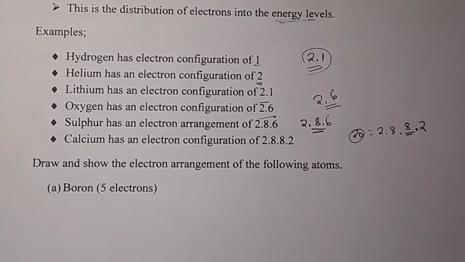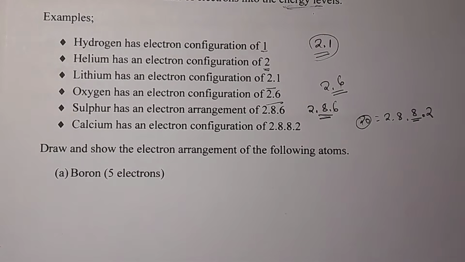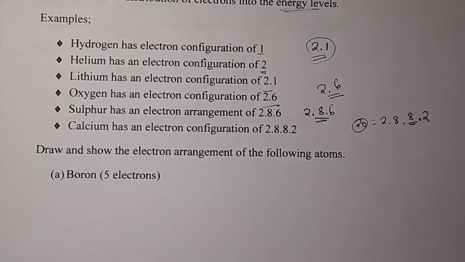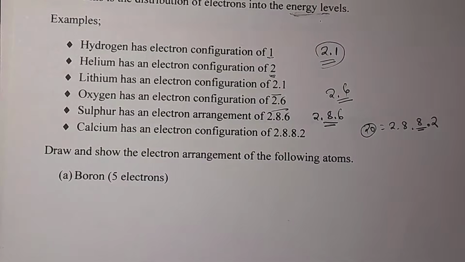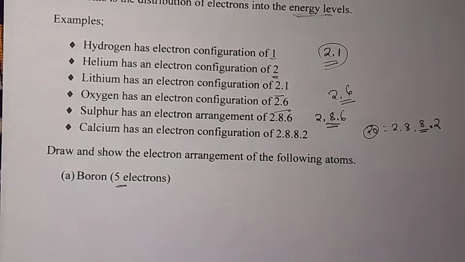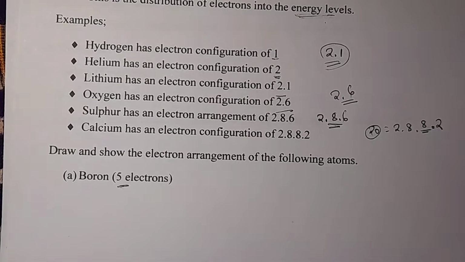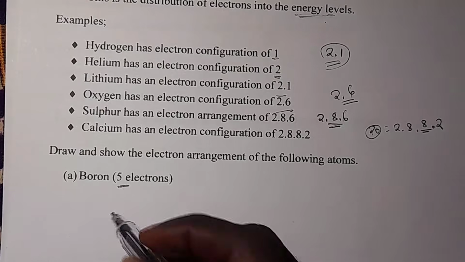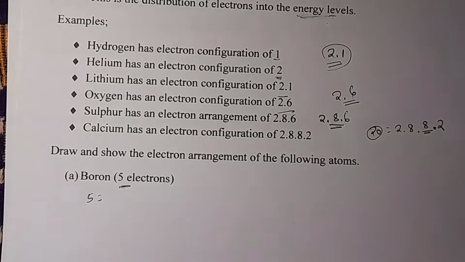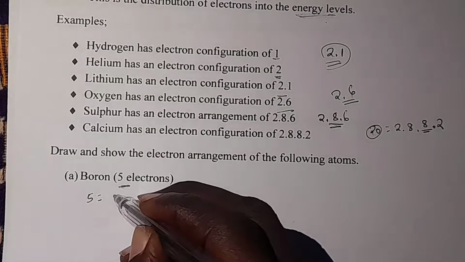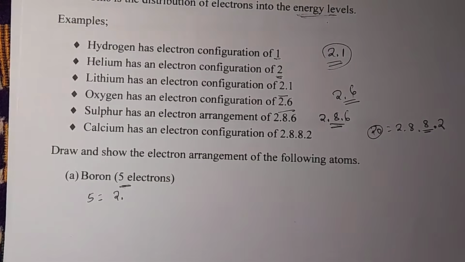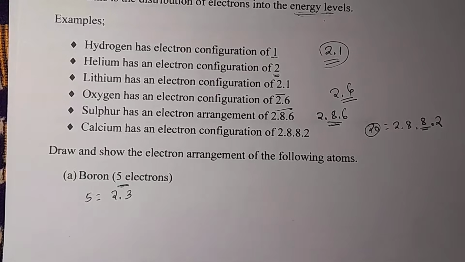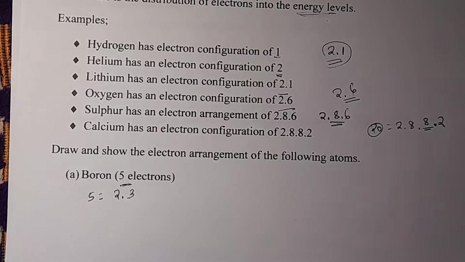So let's go and draw those atomic structures. We are told to draw and show the electron arrangement of the following atoms. So we're having boron. Boron has 5 electrons. So first of all, for me to draw, I have to get the electronic configuration. If I'm having atomic number 5, or 5 electrons, I'm going to get 2 for the first energy level. I'm remaining with 3. Those 3 will go to the second energy level. So the electronic configuration for boron will be 2 3.